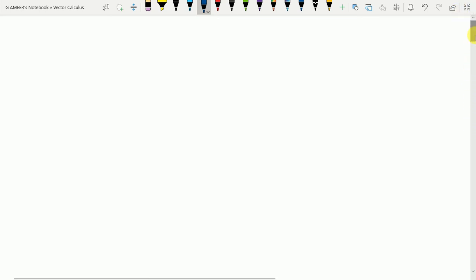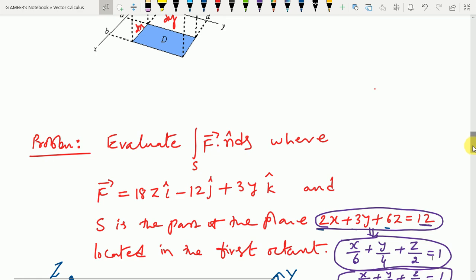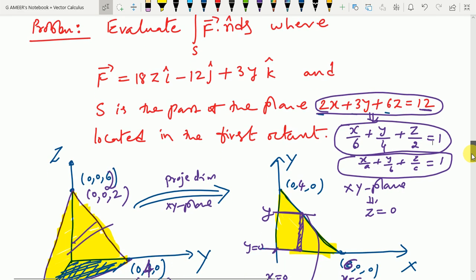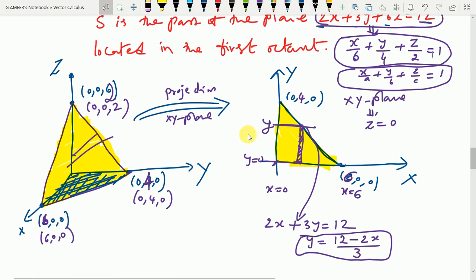In this problem, they have given the surface equation as x by 6 plus y by 4 plus z by 2 equal to 1, that is 2x plus 3y plus 6z equal to 12. Then we need to calculate the flux of f, how this field is associated with the surface. Now the diagram will be like this. This is the projection into the xy plane, this area we require. That area again we have shown here.